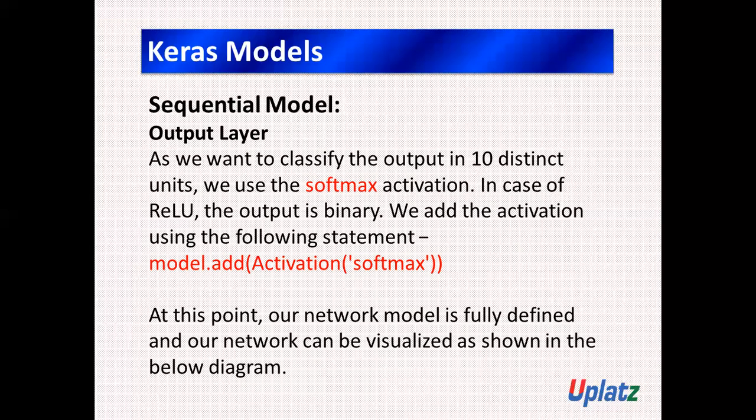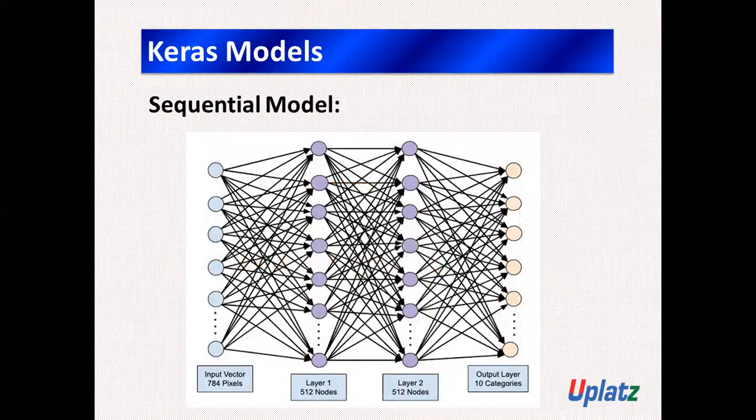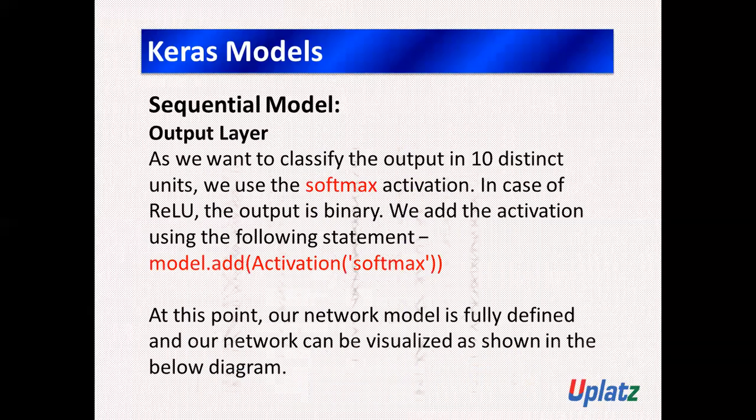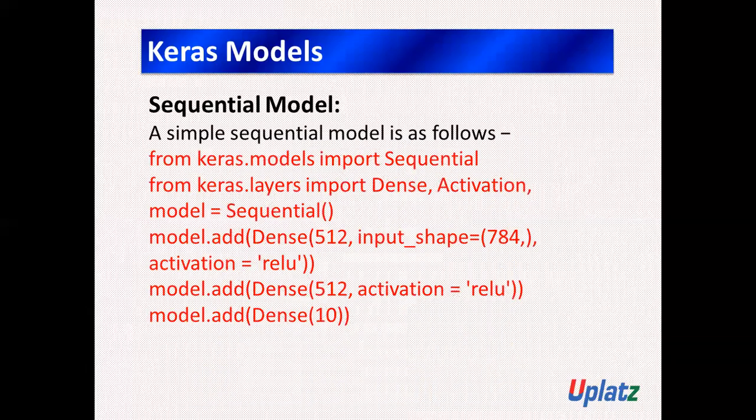Once you added it, at this point, our network model is fully defined and our network can be visualized as shown below in the diagram. Can you see this one? The sequential model, input vector 784 pixels, layer 1, the input layer with 512 nodes, the layer 2, the hidden layer, and then the output layer with 10 different categories or 10 distinct units. Okay, got it?